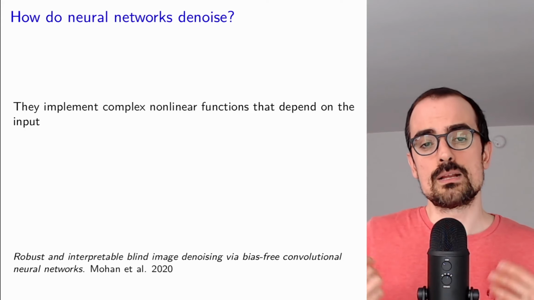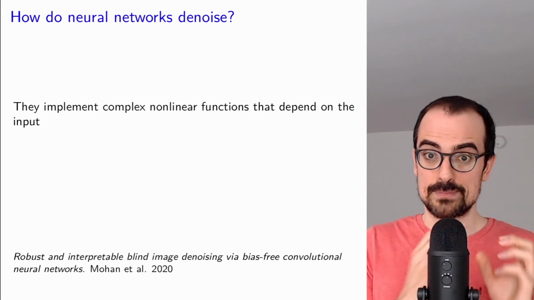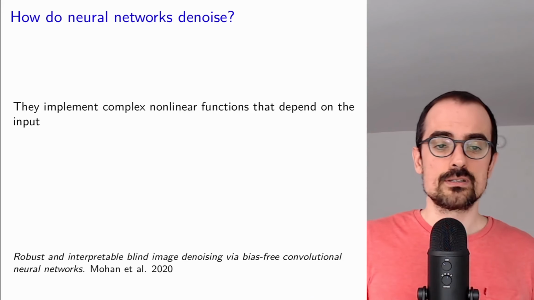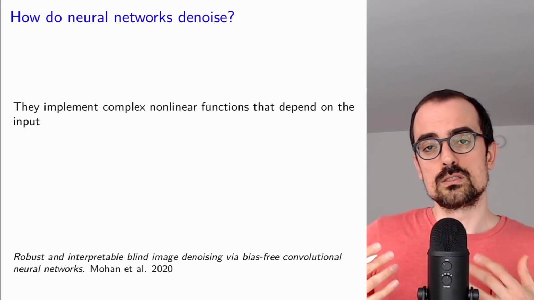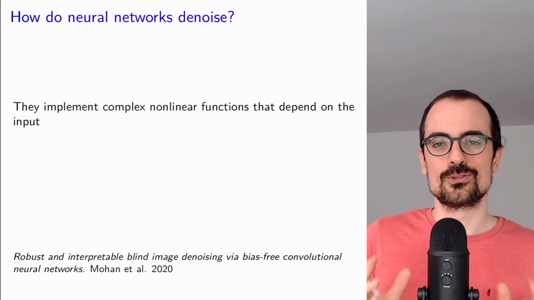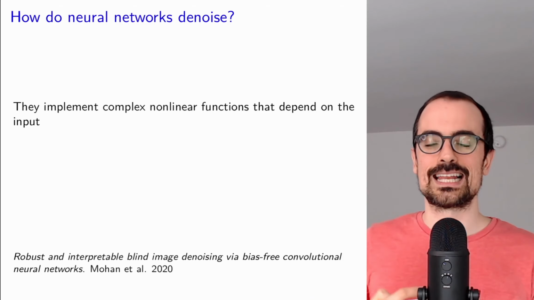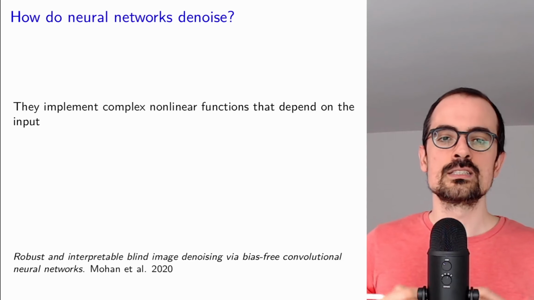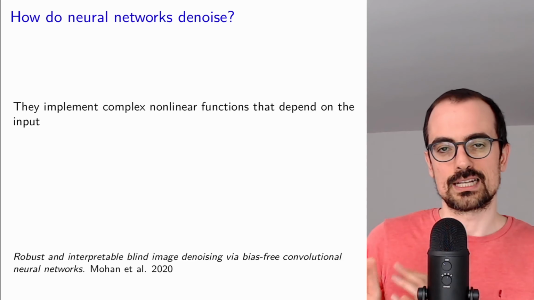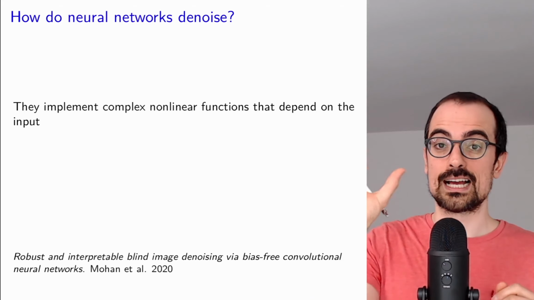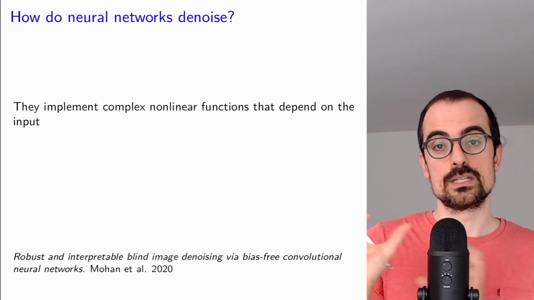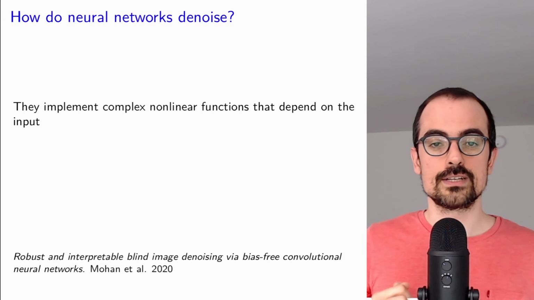These networks implement complex nonlinear functions that depend on the input. In this paper that I'm citing below, a technique was introduced that had previously been used for classification networks. In case you know about the classification literature, this is basically how saliency maps are computed that highlight the important parts in an image that are used for classification.